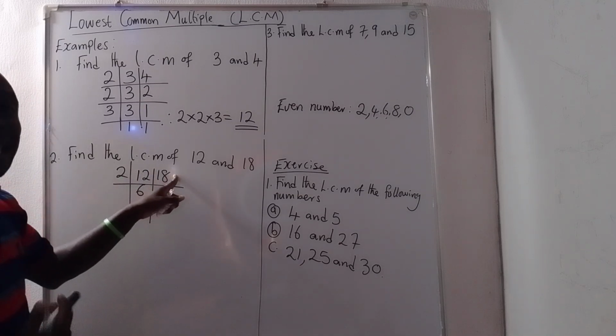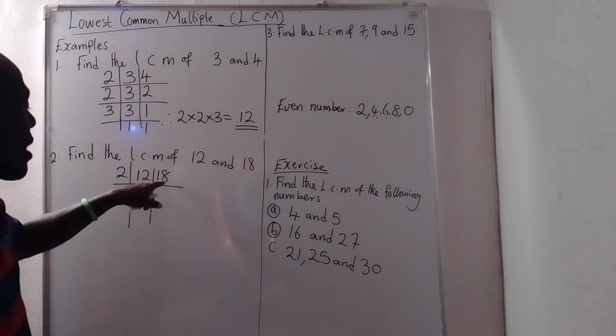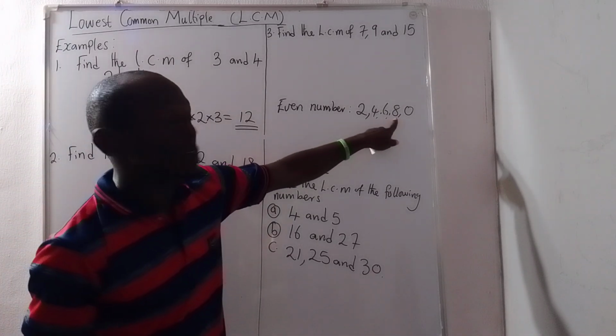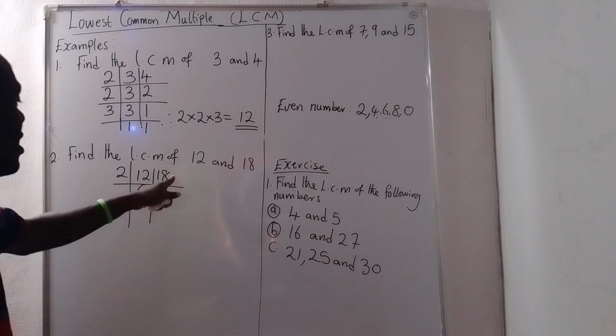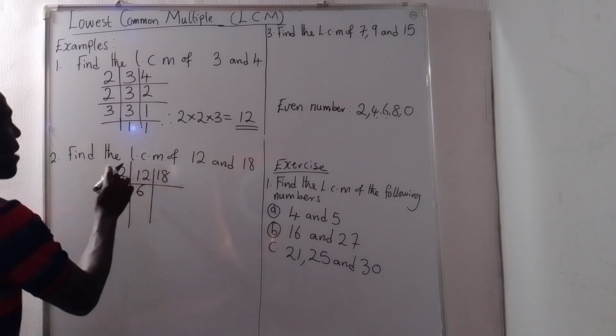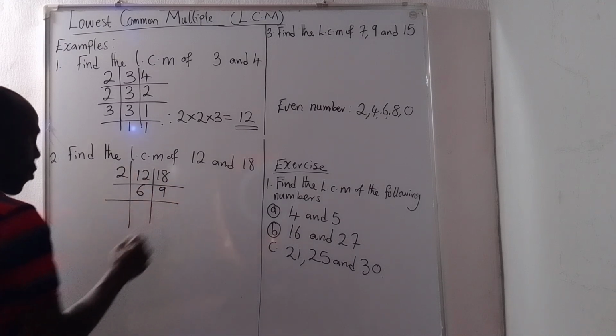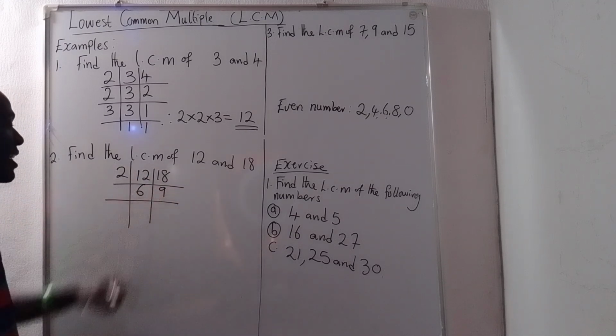What about 18? Can 18 be divided by 2? The last digit is 8. 8 is among these numbers, which means 2 can divide 18. So 18 divided by 2 will give us 9. We have 6 here, we have 9 here.